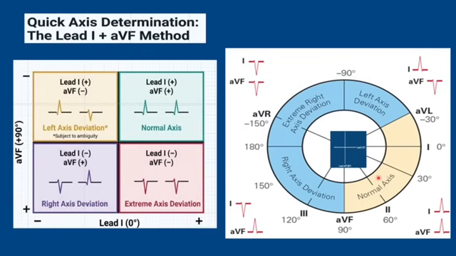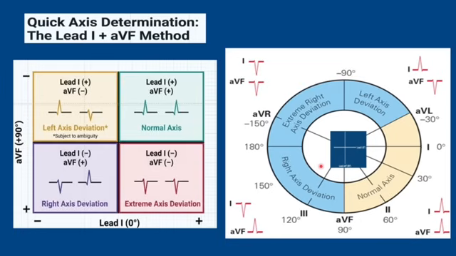If lead 1 is negative, in this case we'll go to the other direction. So this is the negative direction for lead 1. And then for aVF, if it is positive, this is the positive direction. Here, this is right axis deviation.